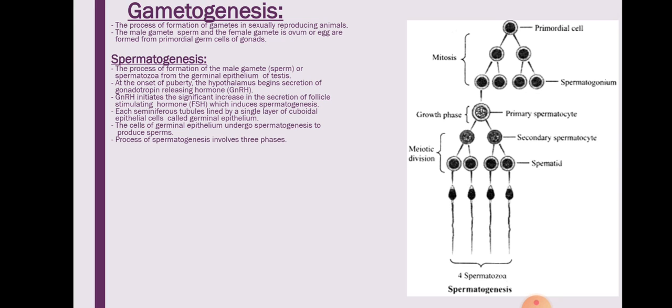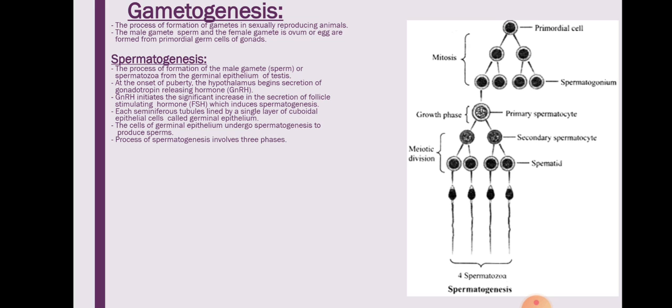Spermatogenesis is the process of formation of the male gamete, sperm or spermatozoa, from the germinal epithelium of testes. In a previous video we studied the structure of testes. Testes has different coverings: tunica albuginea, tunica vaginalis, etc. And if you take a section of testes, you can see many small compartments having tubules called seminiferous tubules, which show the development of spermatozoa.